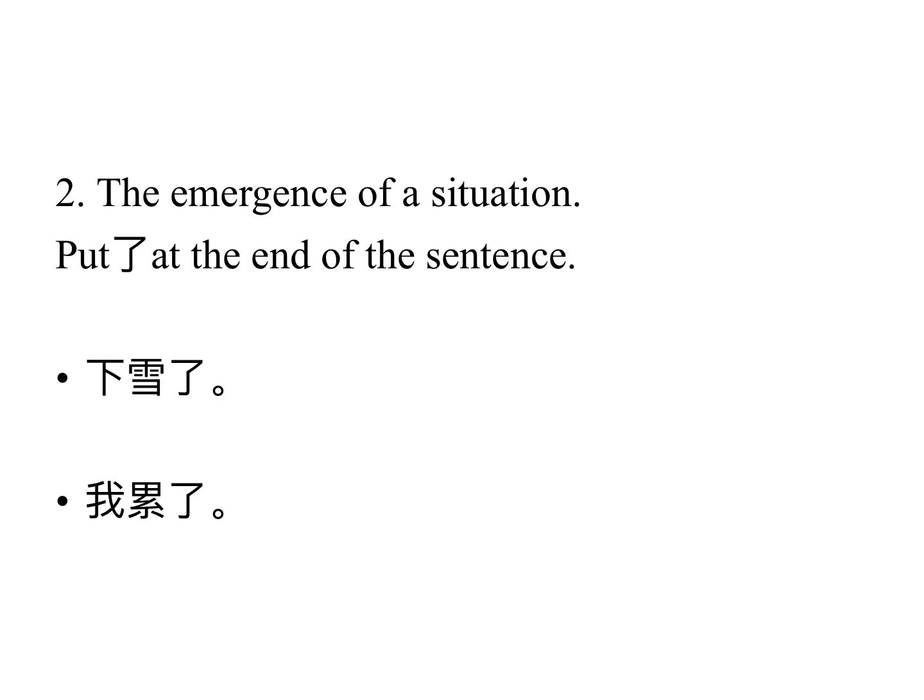The second meaning of le is the emergence of a new situation. And in this meaning, we put le at the end of the sentence. For example, 下雪了. It's snowing now. Just now, it did not snow, but the situation changed. It snows now. So we use le at the end of the sentence to indicate something changed.